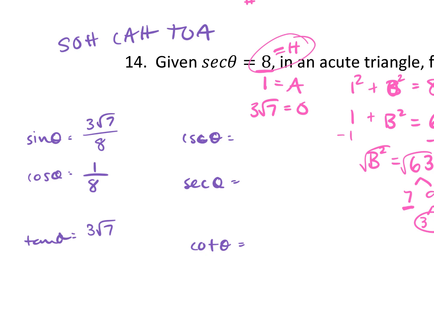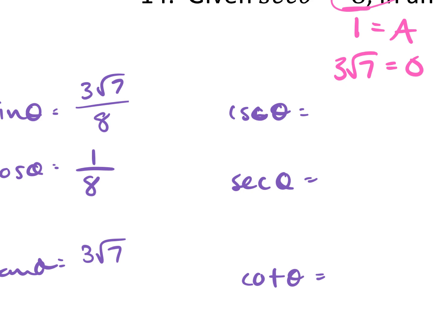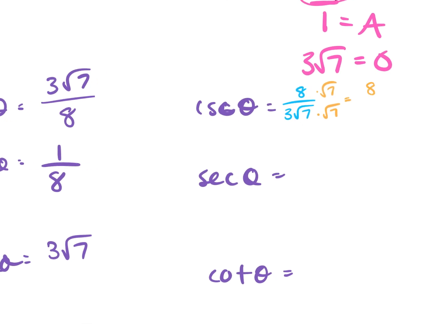Now for our reciprocal functions, cosecant would be 8 over 3 square root 7. Can we leave it like this? What do we have to do? Multiply by square root 7. We have to rationalize. So on the top, we get 8 square root 7. And on the bottom, square root 7 times square root 7 would be 7. But we also have a 3. What's 3 times 7? 21.